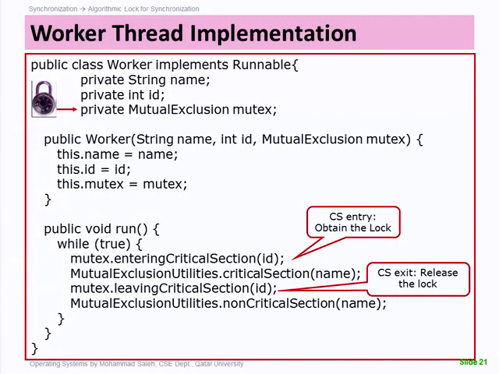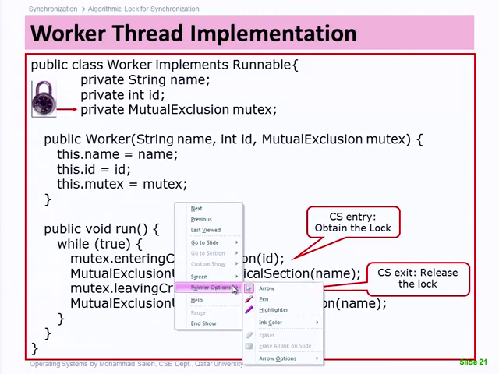However, executing the critical section has to be guarded, and we do that by using a locking mechanism. Before entering the critical section, we have to obtain the lock. Obtaining the lock is an implementation of a method in the lock itself. So mutex is an object of algorithm 1, say, in this case, right? And algorithm 1 must have two methods: entering critical section to obtain the lock, and leaving critical section to release the lock. So that's how the worker works in terms of its logic, right?